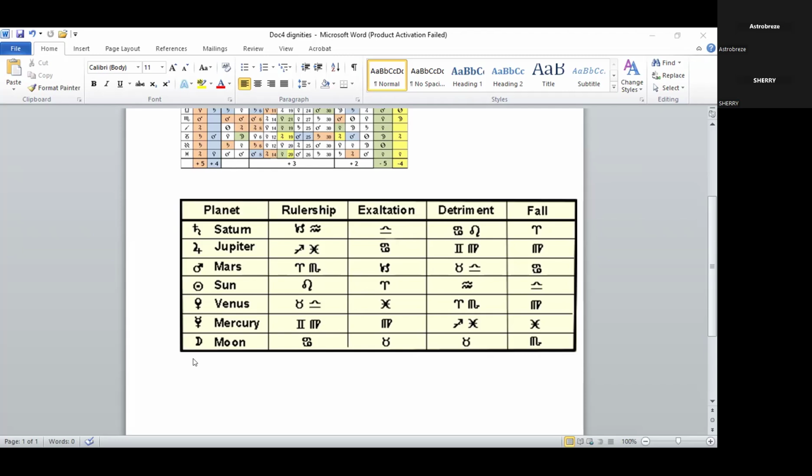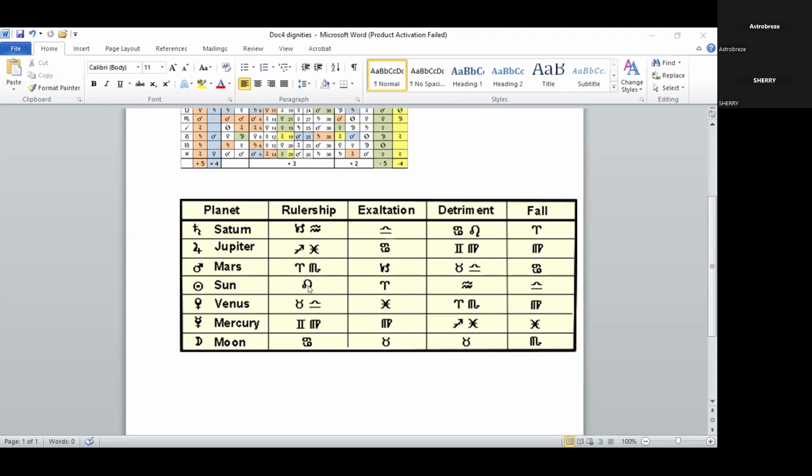I think it's just easier to work with this. And a lot of Pluto rulerships and exaltations, it's really not written in stone yet because it's so new. But anyway, the rulerships are the signs that each planet rules. And I'm going to start with sun and moon just because it's easier this way. So sun, we know, is the ruler of Leo, and when the sun is in Aries, it's called exalted.